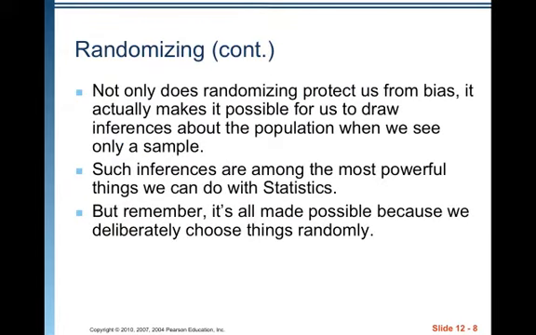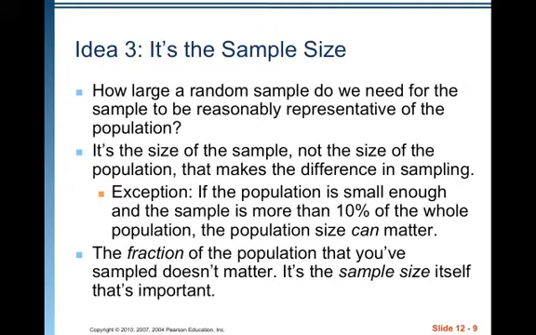Not only does randomizing protect us from bias, it actually makes it possible for us to draw inferences about the whole population when we see only a sample. That's what we will be doing next semester. Such inferences are among the most powerful things we can do with statistics. But remember, it's all made possible because we deliberately chose things randomly.